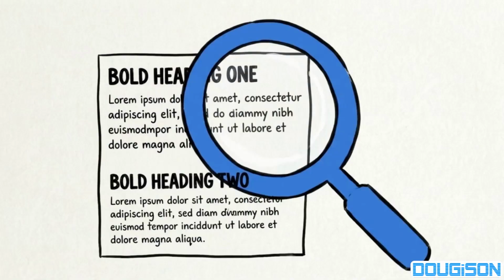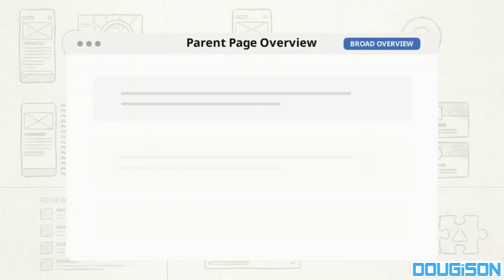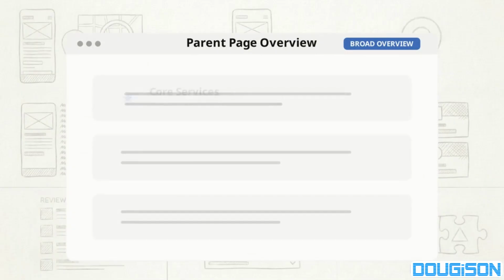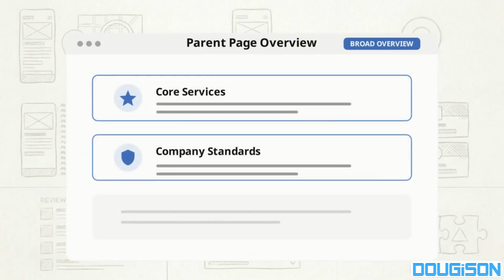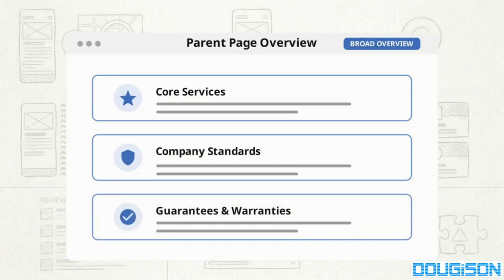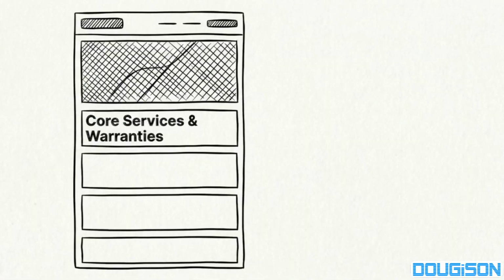Now that the map is set, step 2 is adding a high-level service overview directly underneath it. Keep this text broad. Write a few short, benefit-driven paragraphs outlining what you do, your overall company standards, and any active warranties. Hold back on the hyper-local details. The street-level nuances belong on the individual child city pages, not here.